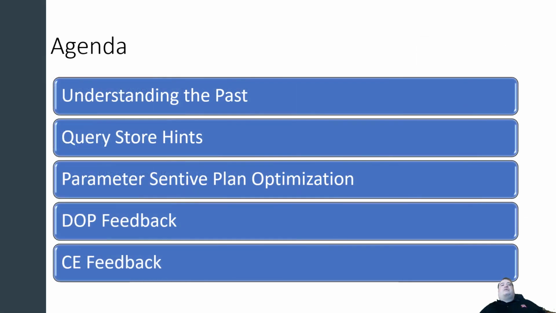Our agenda today. First, we need to understand the past to understand the new query processing features. These query processing features have been evolving since many past SQL Server versions. So we first need to understand the past. We will talk about Query Store hints, parameter sensitive plan optimization, DOP feedback and CE feedback.